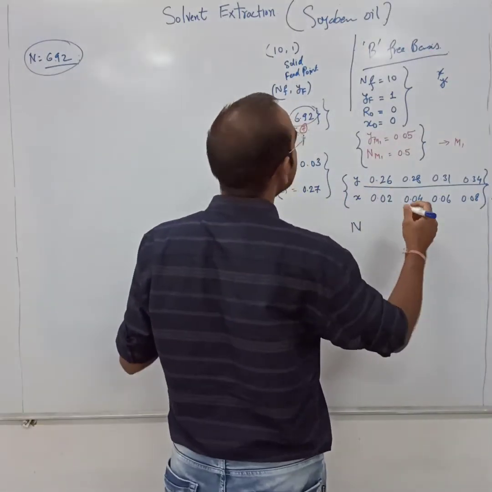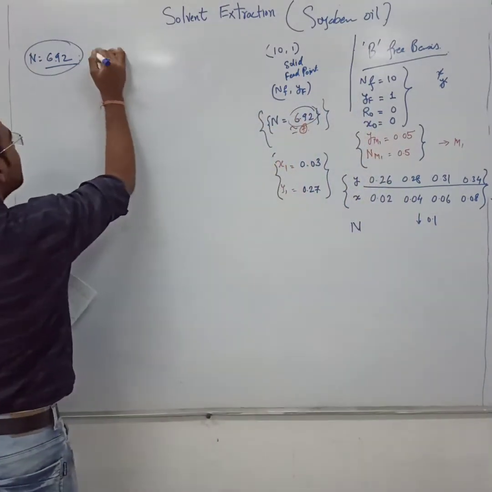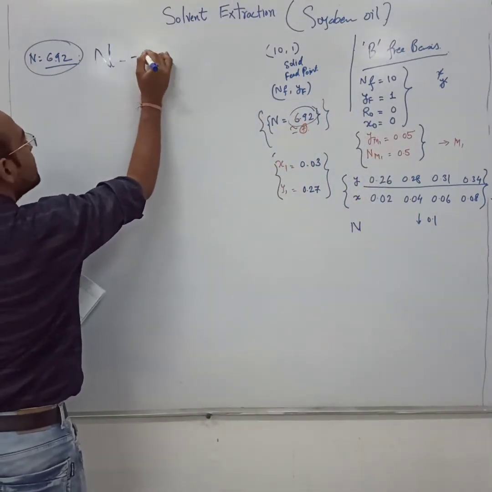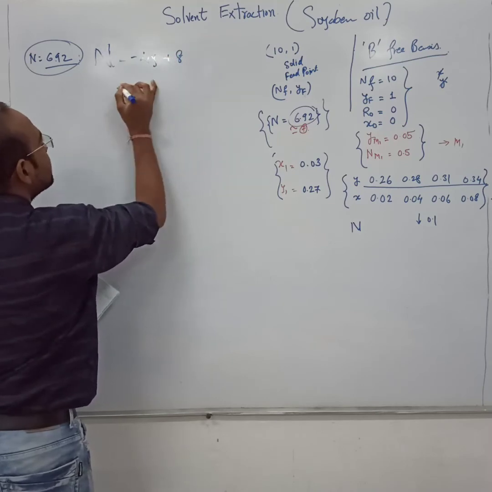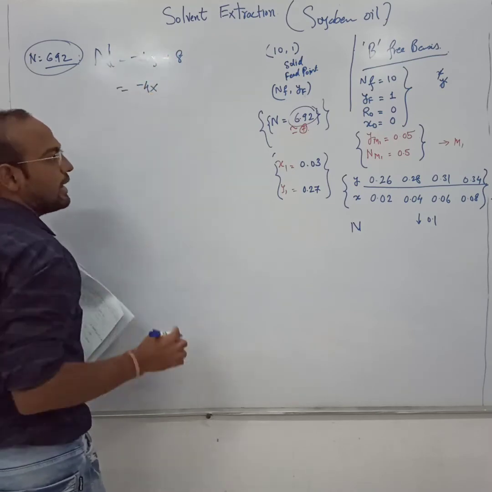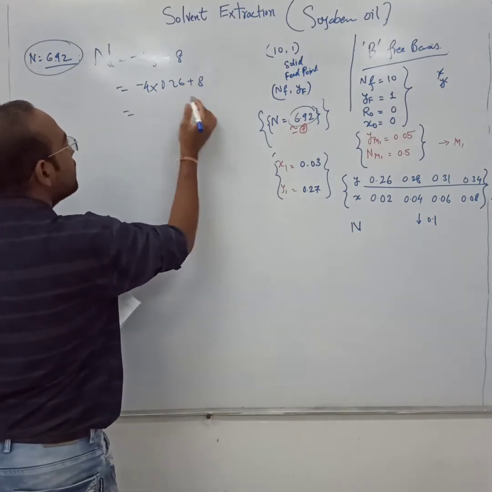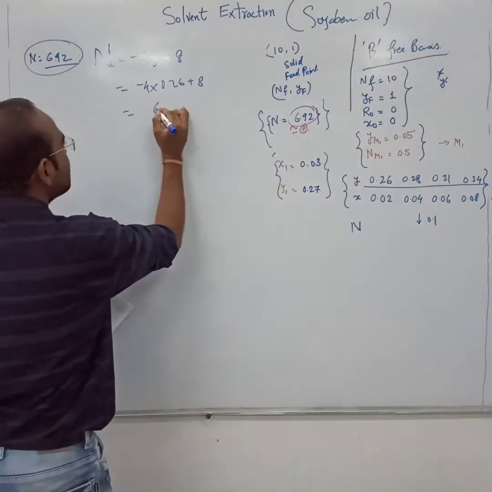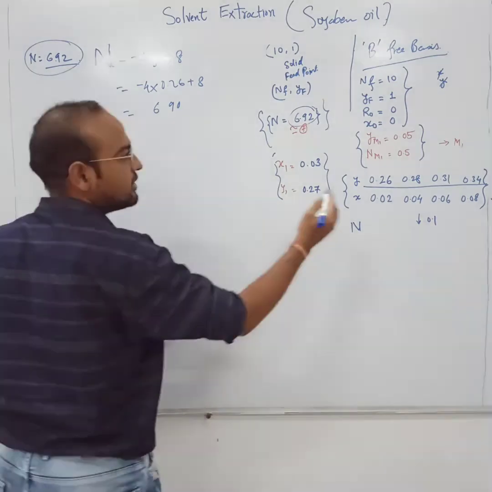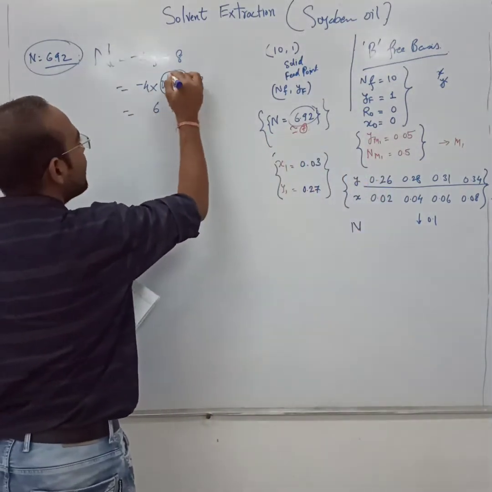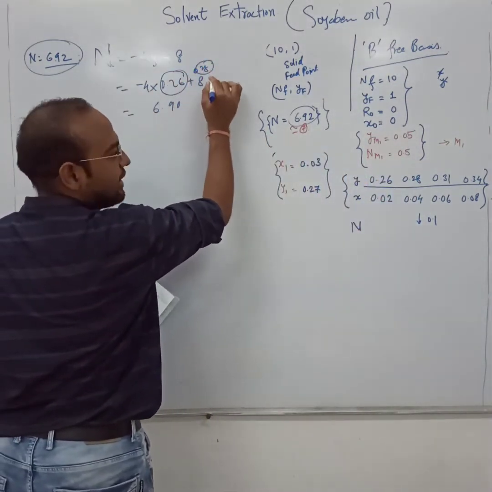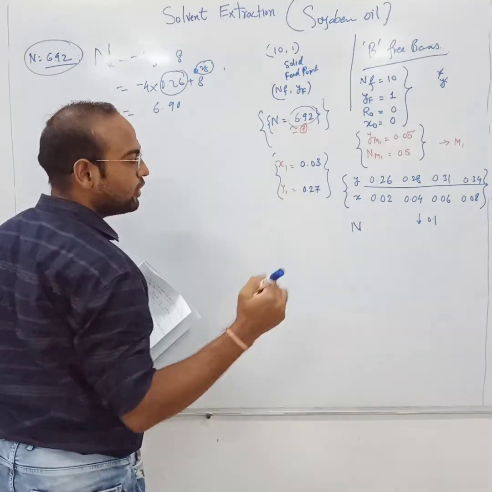How? Where is our equation? The equation is n equals minus 4y plus 8. So minus 4y, where y is 0.26, plus 8. When you solve it, you get something like 6.90. Then you put y as 0.28, then y as 0.31, and you get four different values.